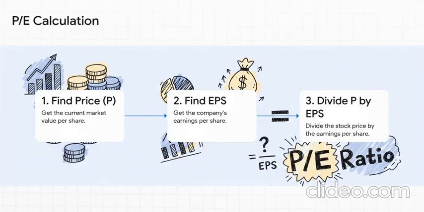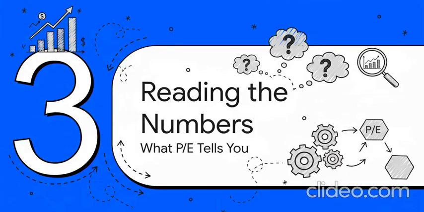And putting it all together, it's literally just simple division. You take the price, divide it by the earnings per share, and boom, there's your PE ratio. That's it. No crazy calculus, no complex spreadsheets needed. Okay, so we've done the math. We've got our number. Maybe it's a PE of 15 or 25 or even 50. But what do we do with it? How do we actually translate that number into a useful piece of information?